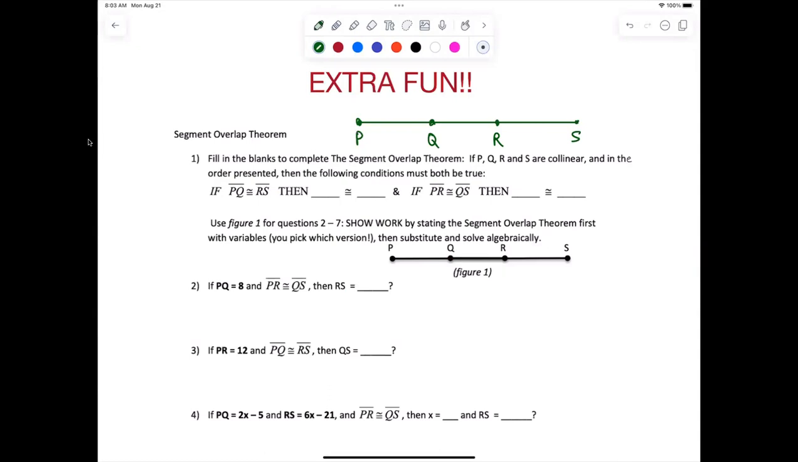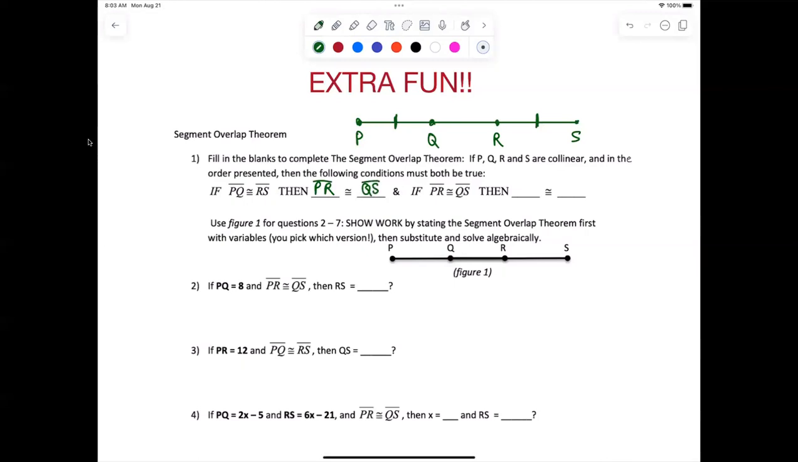Fill in the blanks to complete the segment overlap theorem. If PQRS are collinear and in the order presented, then the following conditions must both be true. If PQ is congruent to RS, meaning I'm going to mark this right here is congruent to RS, then what two additional segments must be congruent? Come on, someone's thinking. QR is definitely congruent to itself. So someone else tell me something. Look at the figure. PQ. Yes, very smart girl. PR is definitely congruent to QS.